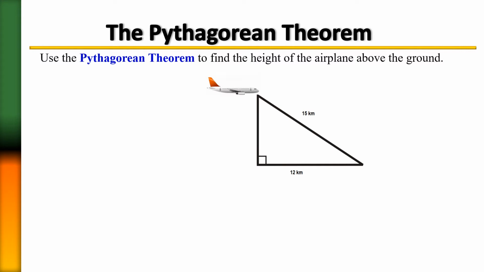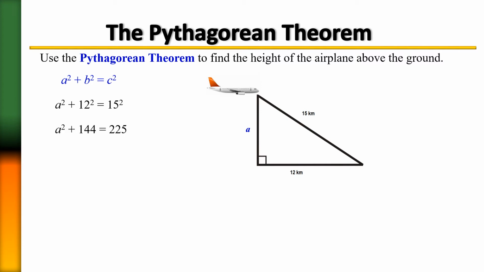So let's go ahead and plug in what we know. We know side B and we know side C. So let's plug those into the formula, and then what we need to solve for is side A. We don't know what A is. So plugging them in, 12 squared is 12 times 12, which is 144. 15 squared is 15 times 15, which is 225.